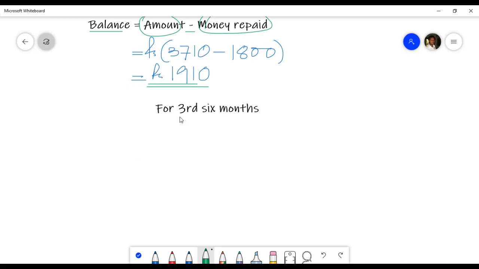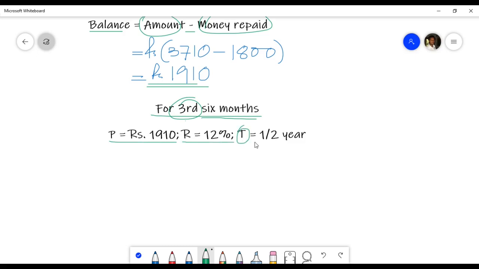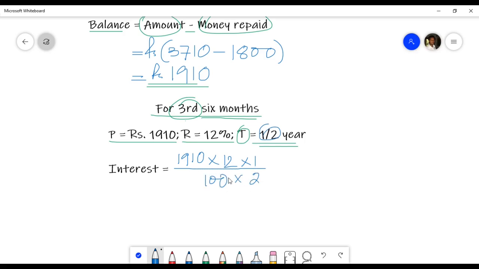Now we have to find for the third 6 months. For 12 months we have already found. Now we have to find for the 18th month, that is the third 6 months. You know that the principal of this third 6 months is the actual amount of the second 6 months. Rate is 12%, time is half year. We'll replace the values and calculate to get the interest. After dividing and multiplying, we get the interest for the third 6 months as rupees 114.6, or we can write it as 114 rupees and 60 paise.